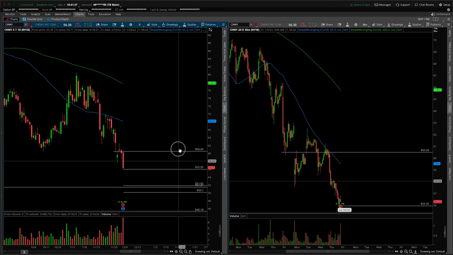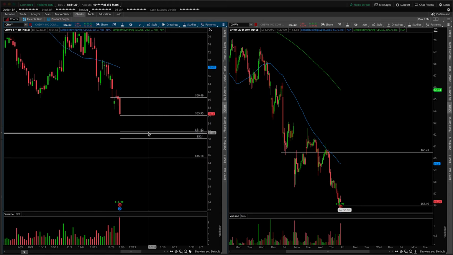It's all going to boil down to, do we get the gap and trap, aka long back through the open, correct? Or do we get the gap and go, breaking down underneath the overnight low? That's going to wrap up the video.